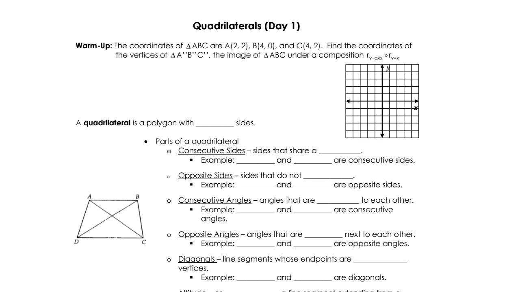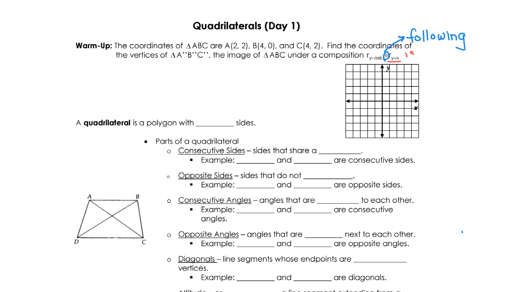In the warm-up, it says that the coordinates of triangle ABC are A at 2, 2, B at 4, 0, C is at 4, 2, and find the coordinates of the vertices after the composition with a reflection over the y-axis. Remember that the open circle here means following. And also remember that in a composition, it's always the second transformation first.